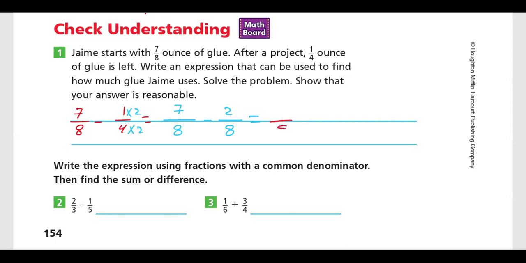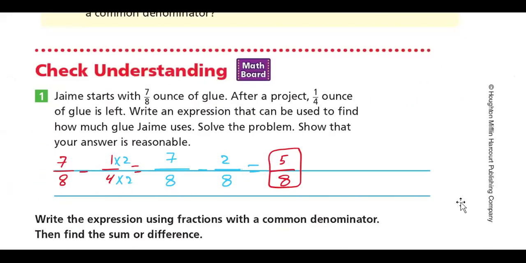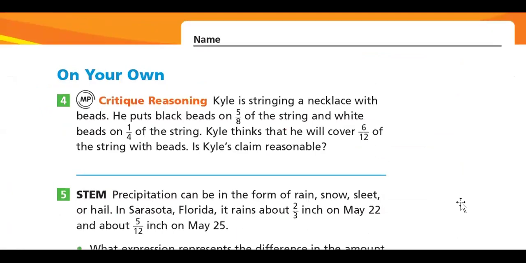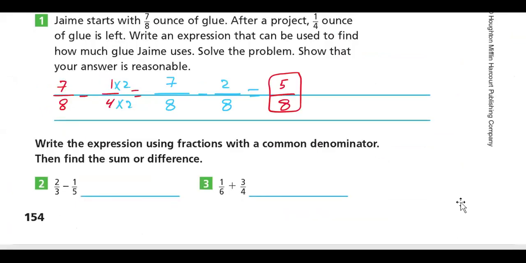Write one of them. And 7 minus 2 is 5. So he uses 5 over 8. And this one, 2 over 3 minus 1 over 5. We need to subtract them.